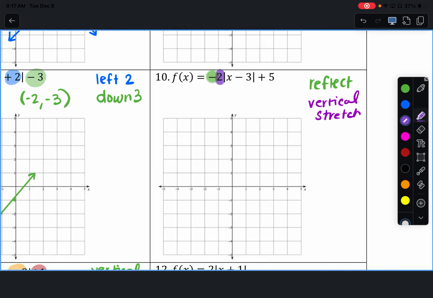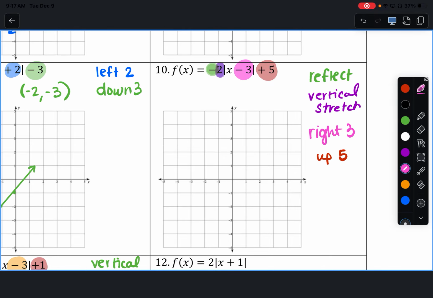Okay. Then, what does the -3 cause to happen? Right 3. Okay, then what about the +5? Up 5. So what is our vertex? It's 3. You go right 3, up 5. And then what's our slope? Oh, it's negative. So we go down 2 over 1. That gives us half of our graph. And then we make it symmetric by doing the same thing to the other side. And so that is what number 10 should look like.